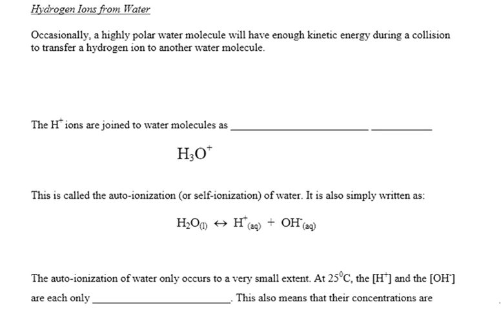The third video lecture deals with finding hydrogen ion concentrations and hydroxide ion concentrations. We start with the fact that occasionally a highly polar water molecule, remember polar is asymmetrical, will have enough kinetic energy during a collision, remember from kinetics, to transfer a hydrogen ion to another water molecule.